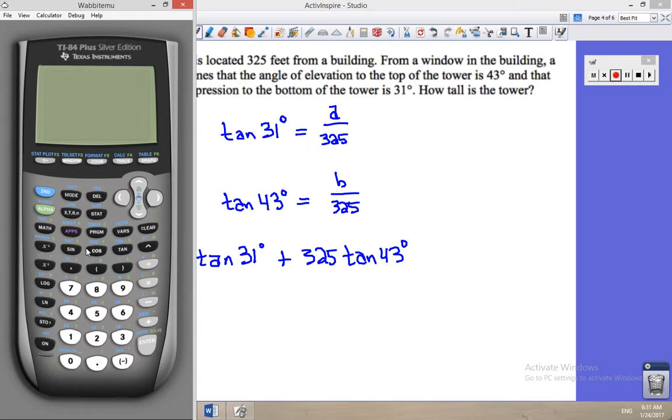So we've got degrees fixed to 1 radian. 325, I'll just factor that out when I key it in because it'll just be easier for me to say tangent of 31 plus the tangent of 43. So I'm getting that the height of this tower to a tenth of a foot is 498.3 feet.